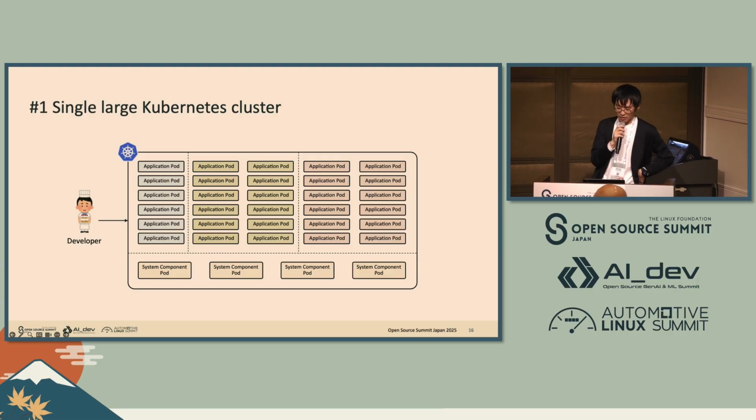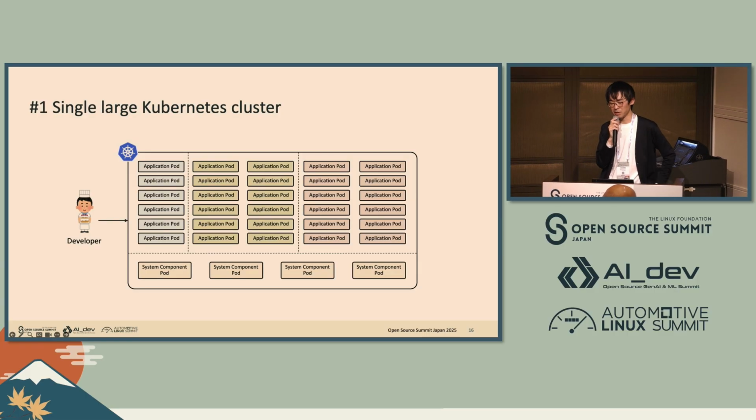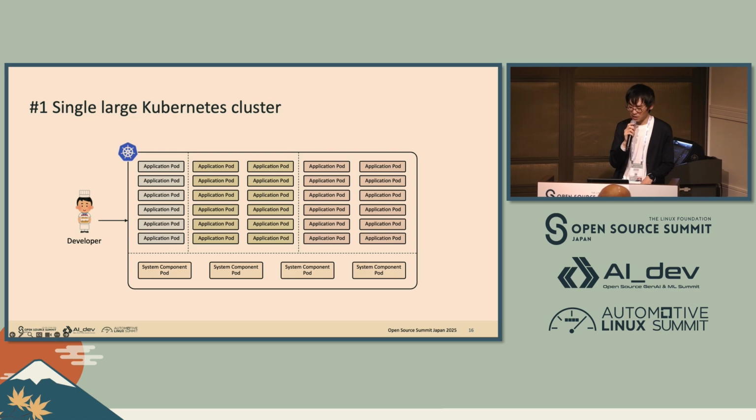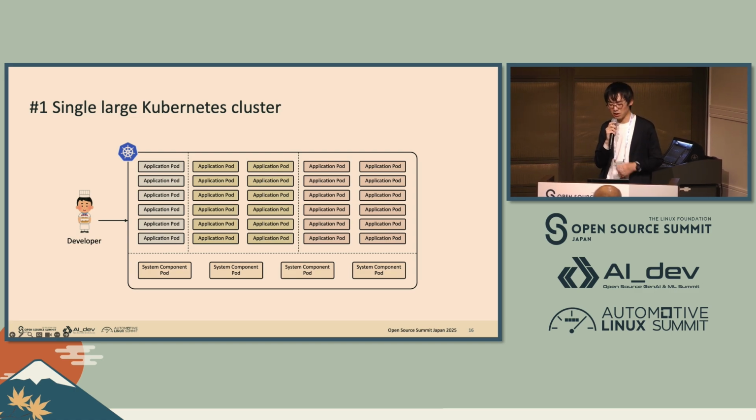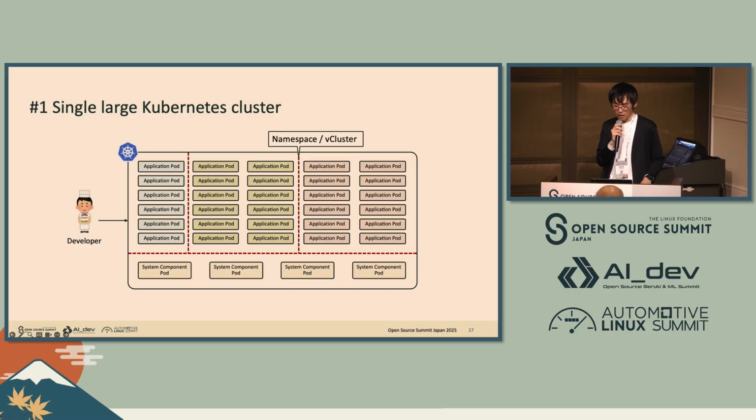Here's what the single large cluster approach looks like. We have one big Kubernetes cluster and multiple tenants deploy their applications into that same cluster. And inside this single cluster, we can create boundaries between tenants in a few ways. The simple option is to use standard Kubernetes namespaces.